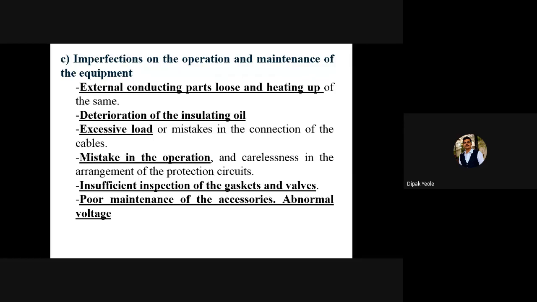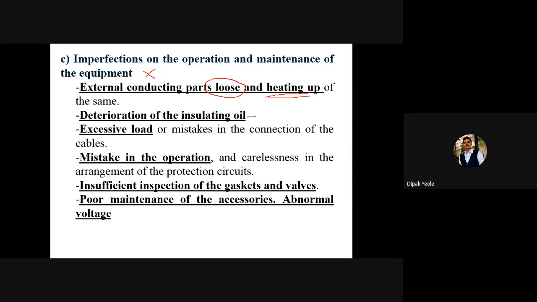तुम्हाला कळत असेल की बऱ्याच वेळा जे एक्सटर्नल पार्ट्स असतात ट्रान्सफॉर्मरचे त्यावेळेस ते लूज होत राहतात. Yes, their connection might be loose. Yes, और they are heating unnecessarily. So because of this heating up, or you can say the loose connection, there can be a failure of a transformer.